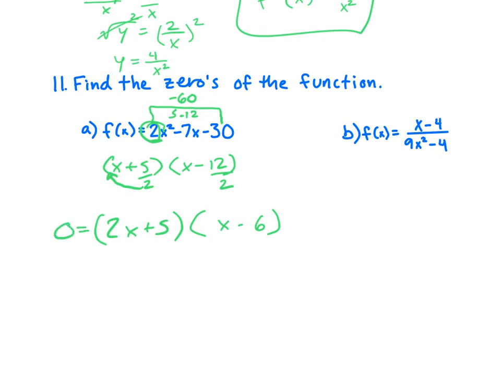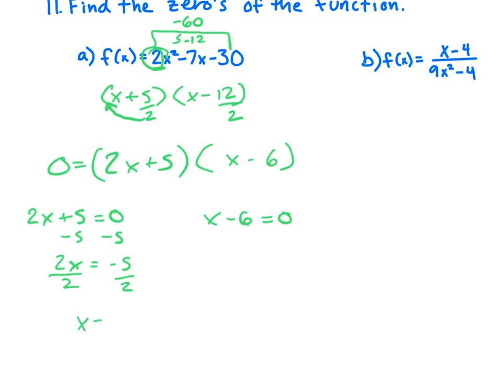Now this is equal to 0, so we just set both parts equal to 0. So we have 2x plus 5 is equal to 0, and x minus 6 is equal to 0. And then we just solve both of these equations. Subtract 5 on both sides, so 2x is equal to negative 5. Divide by 2. X is equal to negative 5 over 2. And then here we would just add 6 to both sides. X is equal to 6.